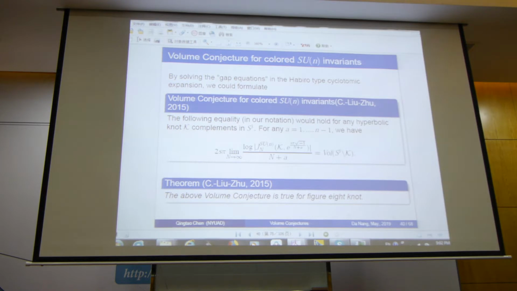And here is the volume conjecture for colored SU(N). So this is the volume conjecture, and we prove it for the figure 8. Sorry, for the figure 8, can you prove your cyclotomic expansion? Yes, you also can, because it's very easy. So we put the paper on the arXiv several years ago. The proof is very simple, just directly from the result.